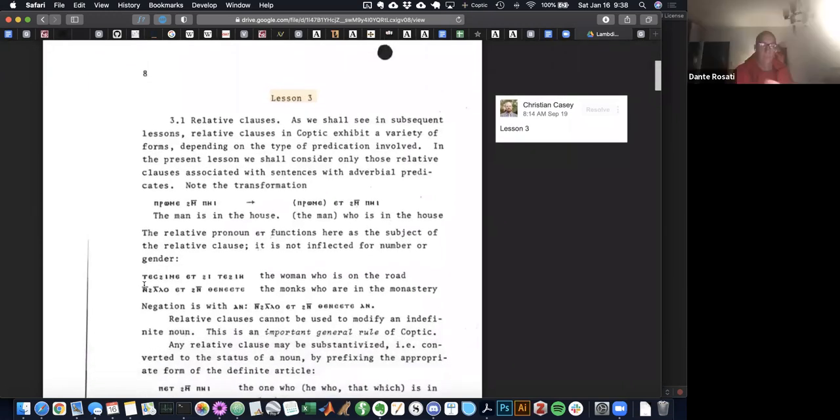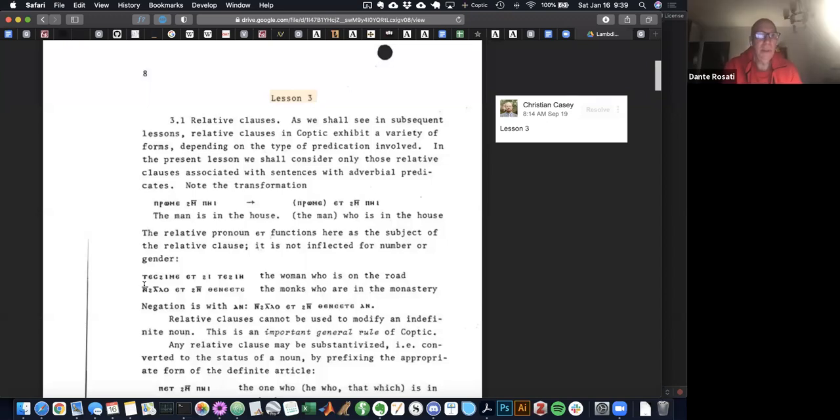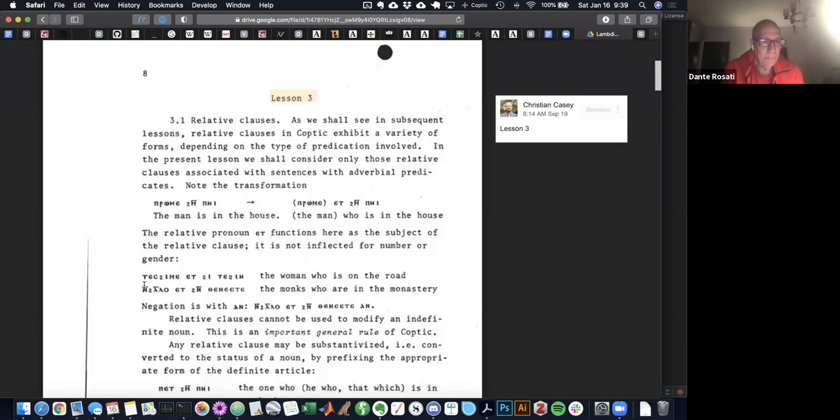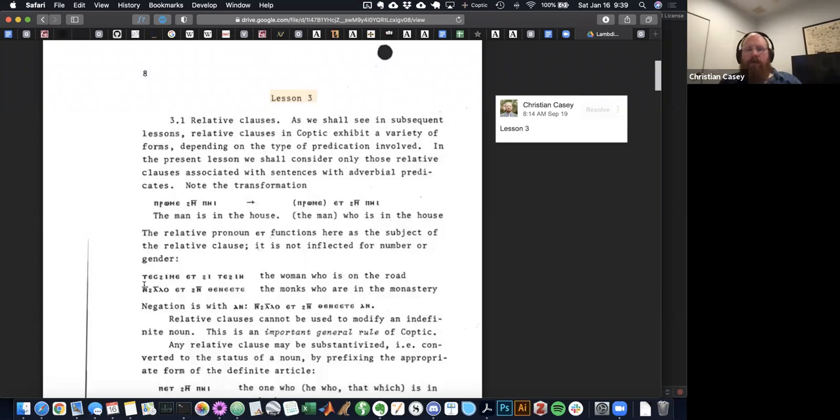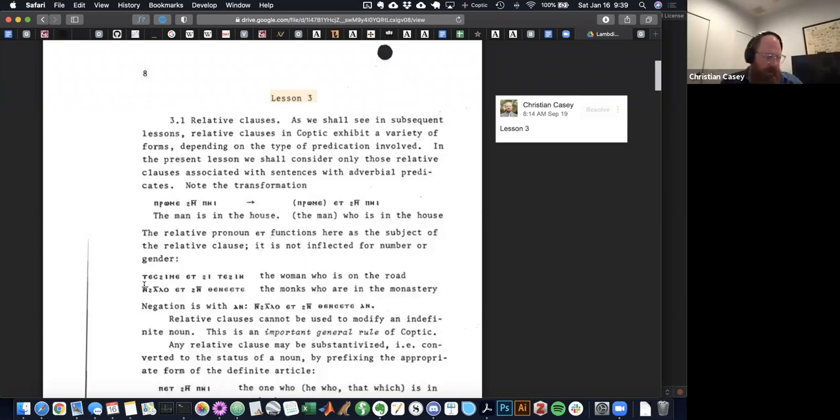Relative clauses. I'll stay with you real quick, Dante, since that last one was obviously too easy for you. What are the relative pronouns in Coptic? Et, and then later on ent. Right. And one more. It's not on the screen now. What's the other one? Ete. Ete. Yeah, so they're used in different circumstances.